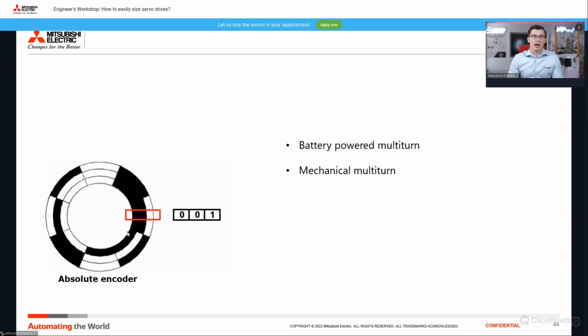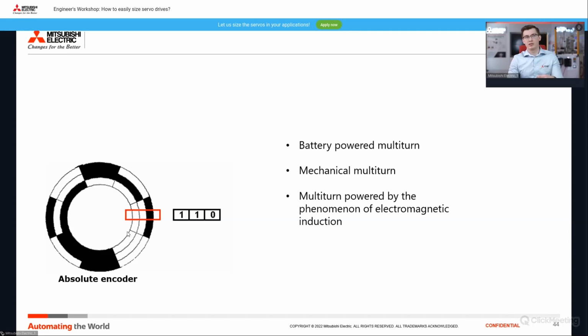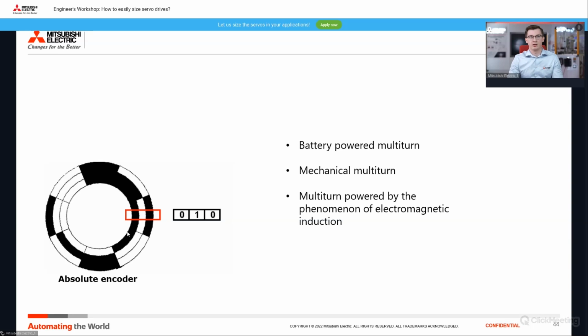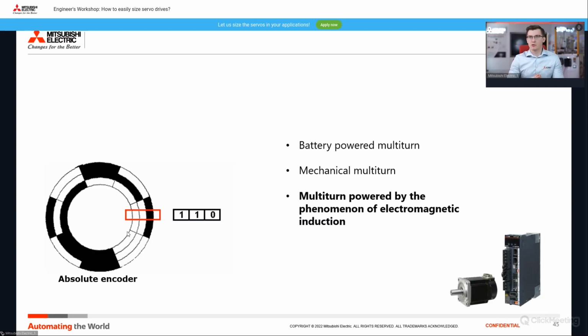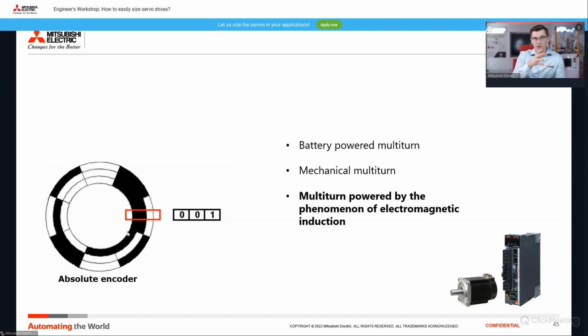And there is one additional technology: multi-turn encoders powered by the phenomenon of electromagnetic induction. This is something that we use in our MRJ5 series. It combines the good features of both the mechanical multi-turn and battery-powered multi-turn encoders, while getting rid of their drawbacks, because you use electromagnetic induction.